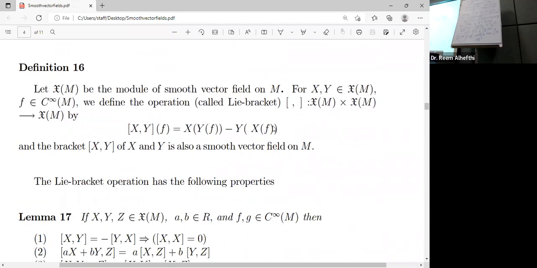Now, as we have seen that it is a left module, it doesn't stop here. It becomes a Lie algebra, as we have one more operation, that is a product defined on X(M).